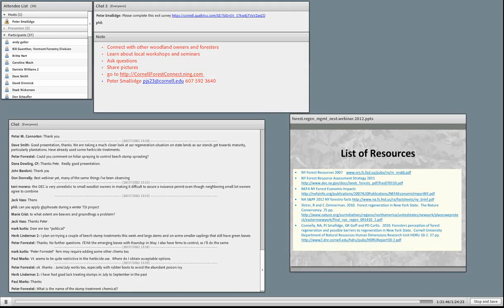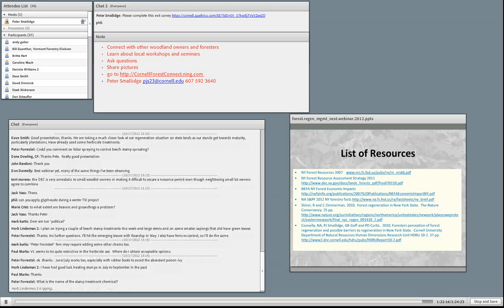The stump treatment chemicals, the active ingredient is glyphosate. And glyphosate's common trade names are Roundup or Rodeo or Accord XRT2. The thing you need to be cautious of in New York is that the target species is supposed to be listed explicitly on the label. So if you read the chemical label, and I've started a new page on that Ning site that's just for forest herbicides, where I link to other resources. There's a place where you can go.